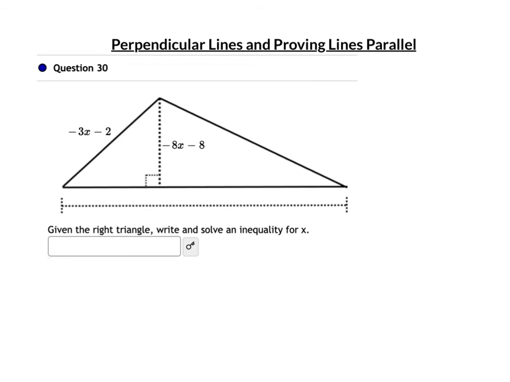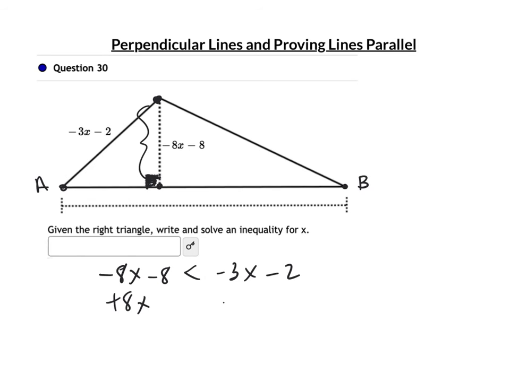One more example, just like the last one. The shortest distance from a point to a line, again, the line I'm talking about is line AB, is along a perpendicular. So I know that the shortest distance is right here. That means that negative 8x minus 8 has got to be less, because it's the shortest, than negative 3x minus 2.